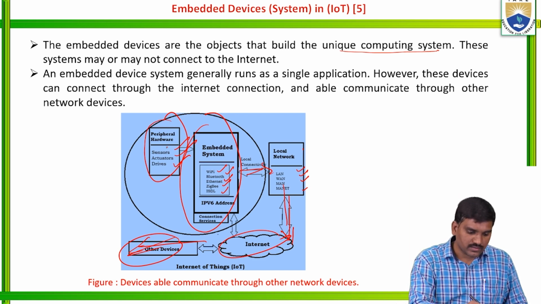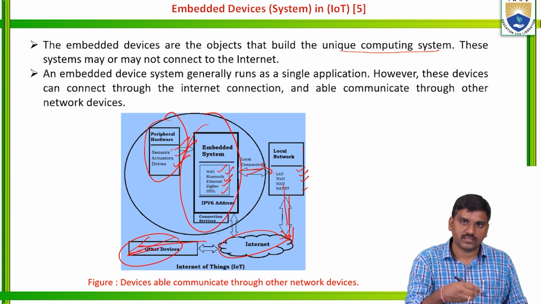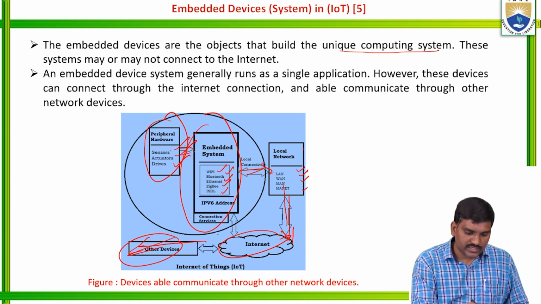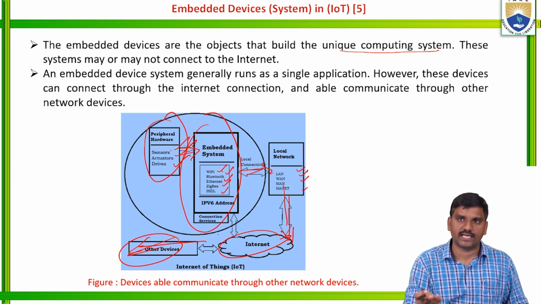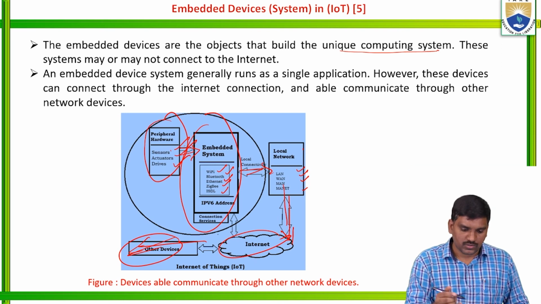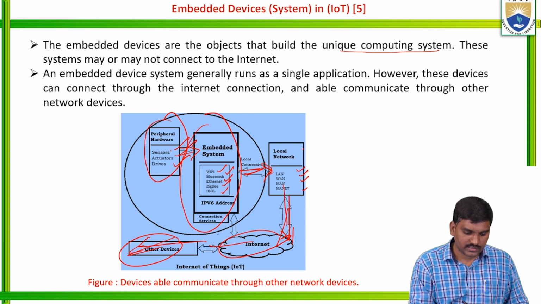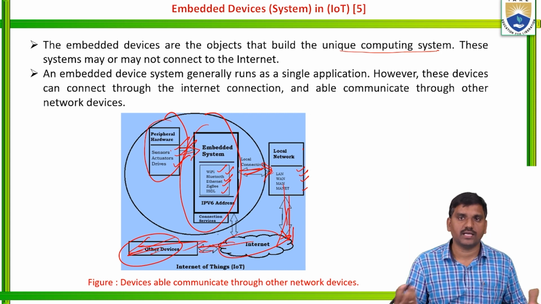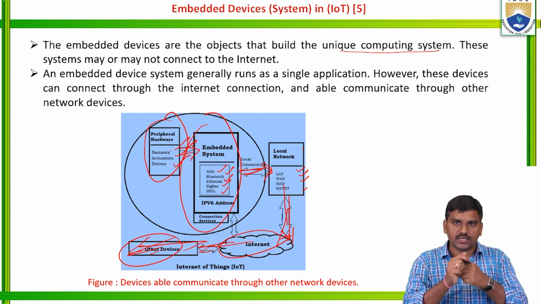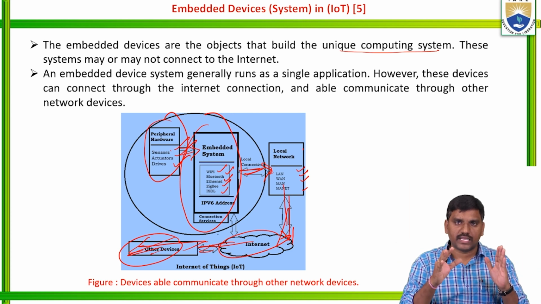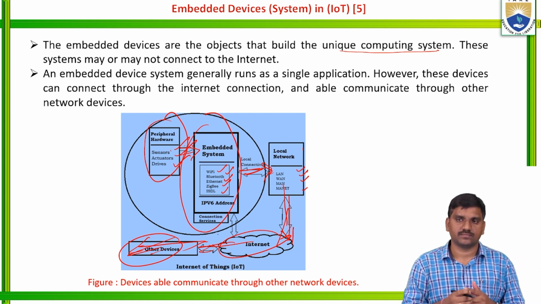The devices are either sensors, actuators, or drivers. They can communicate through communication protocols like Wi-Fi, Bluetooth, Ethernet, Zigbee, ISDL. That connects to the local network, that is LAN, MAN, MANET. That connects to the internet. Through the internet, it can connect to the other device. So this is the complete overview of an IoT embedded device.